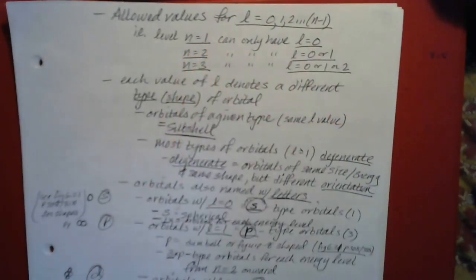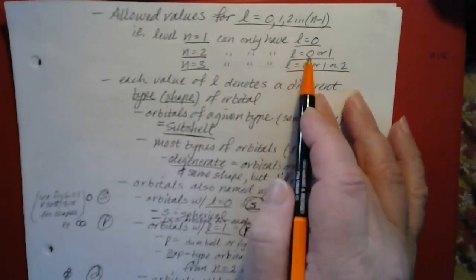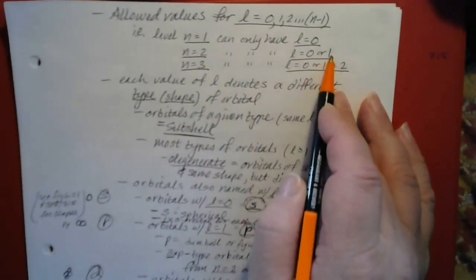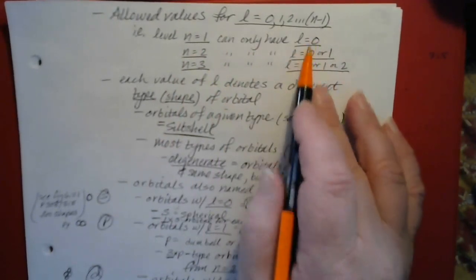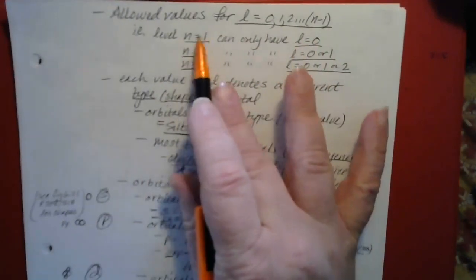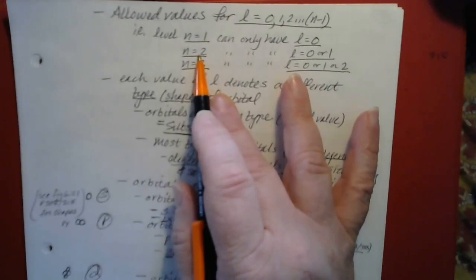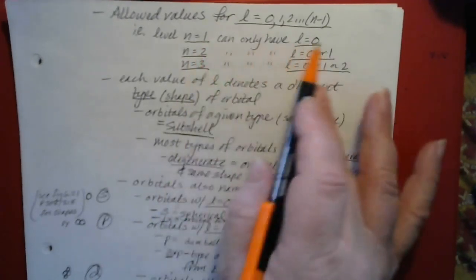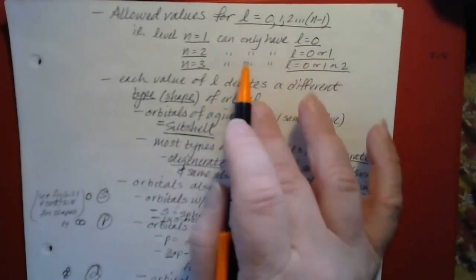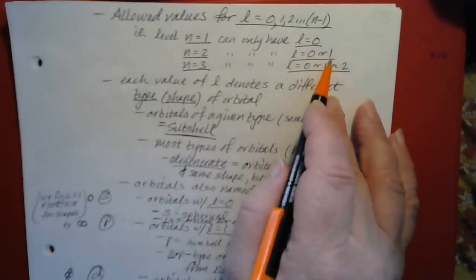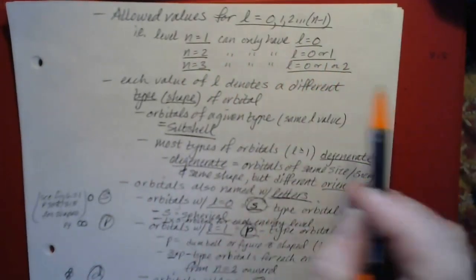Okay. If n equals 2, the value for L could be 0 or it could be 1. In this case, L equals 0 would be the same shape as the L equals 0 type of orbital for principal energy level number 1, except that in principal energy level number 2, it would be bigger. Same shape, but bigger. There's also the possibility that L could equal 1, and that is a new and different possible shape for an orbital.